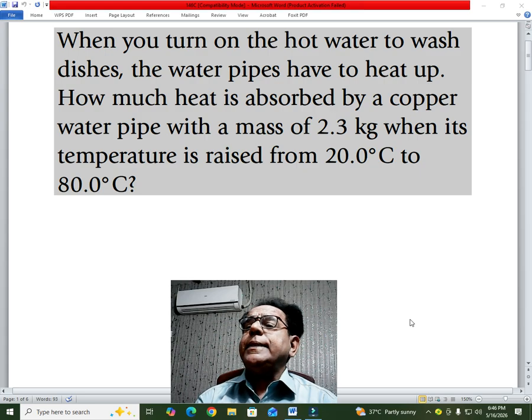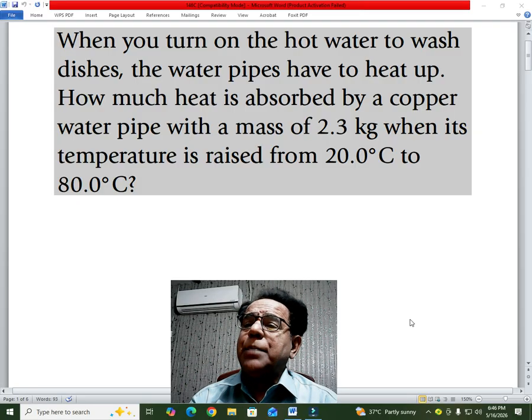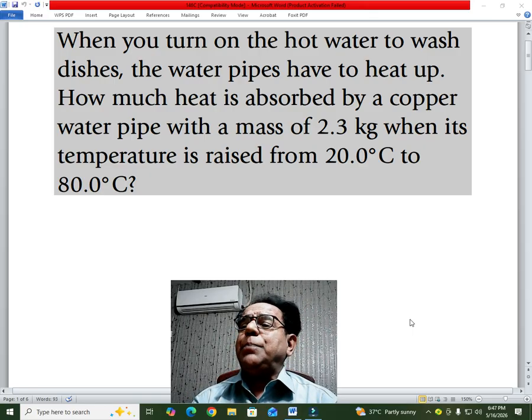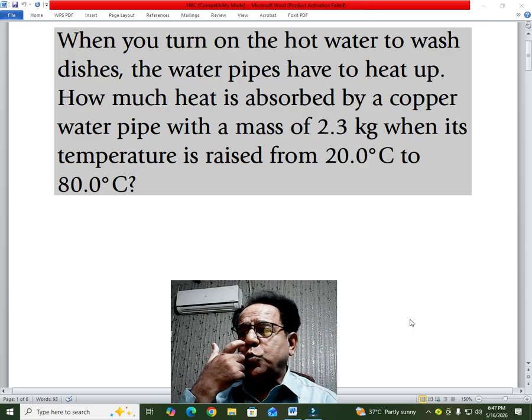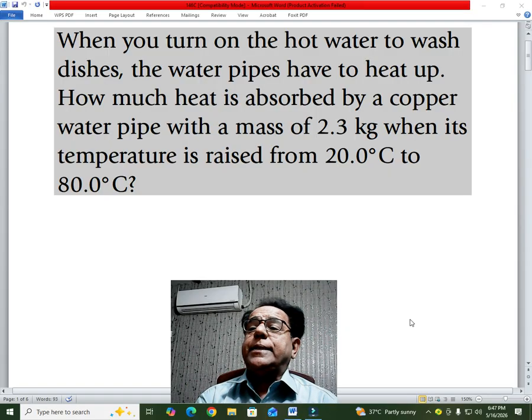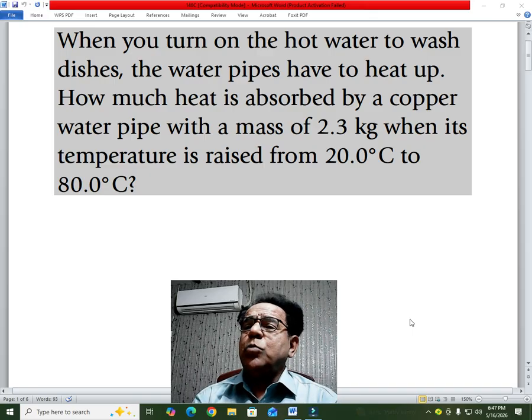How much heat is absorbed by a copper water pipe with a mass of 2.3 kilogram when its temperature is raised from 20 degrees centigrade to 80 degrees centigrade? We have to find out the heat which is absorbed by the copper water pipe. Two things are given.